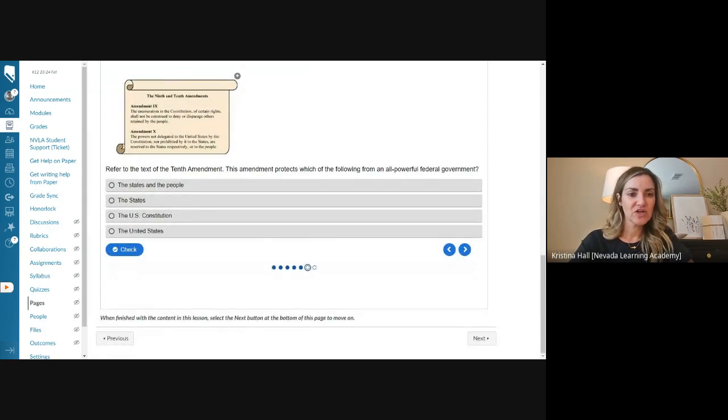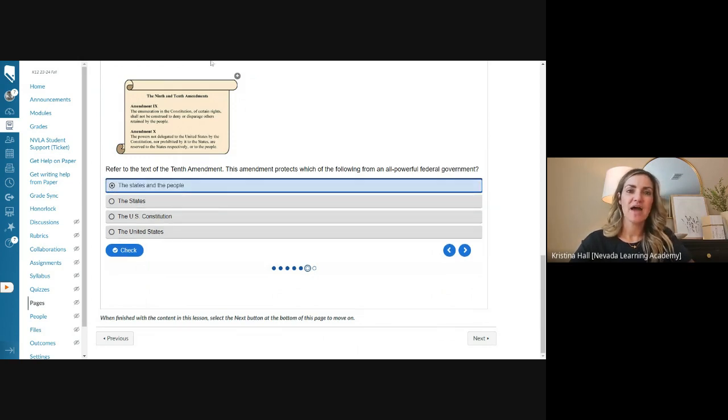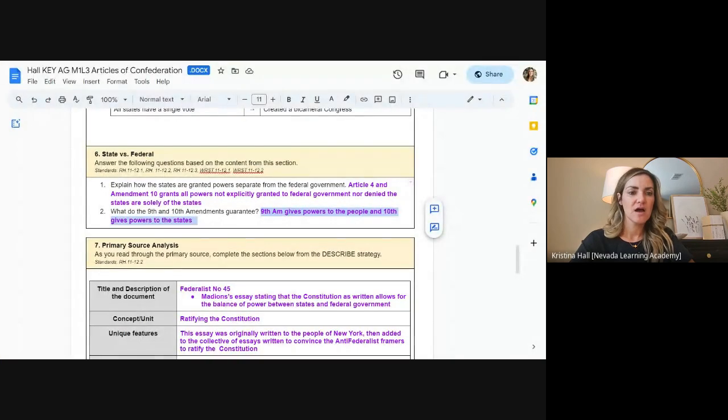Almost done. Referring to the text in the 10th Amendment, this amendment protects which of the following from an all-powerful federal government? That is going to be the states and the people. And we just talked about that in number 2 of part 6, right?